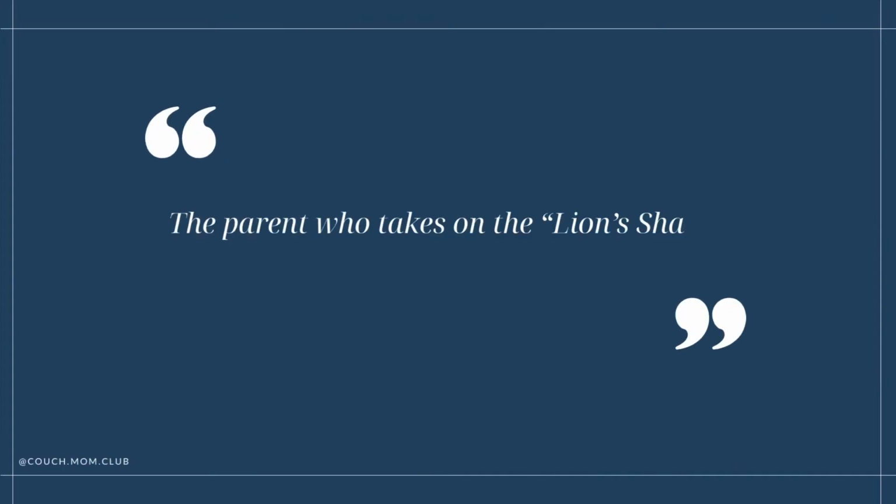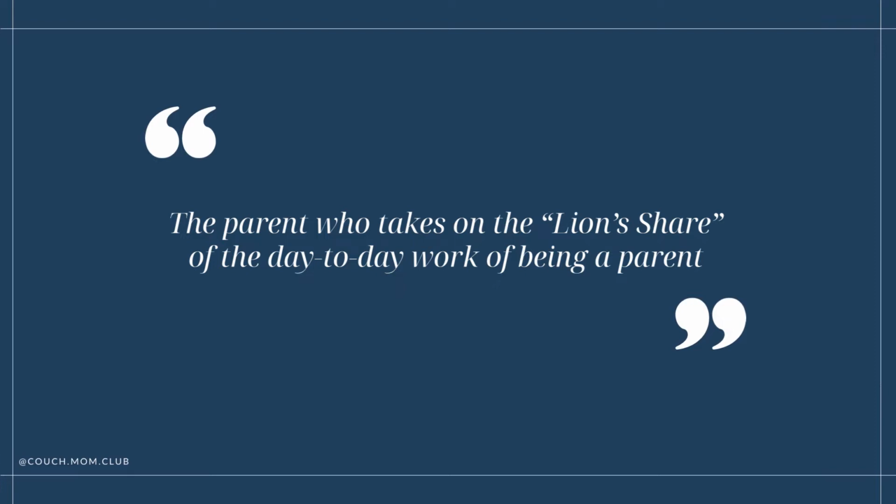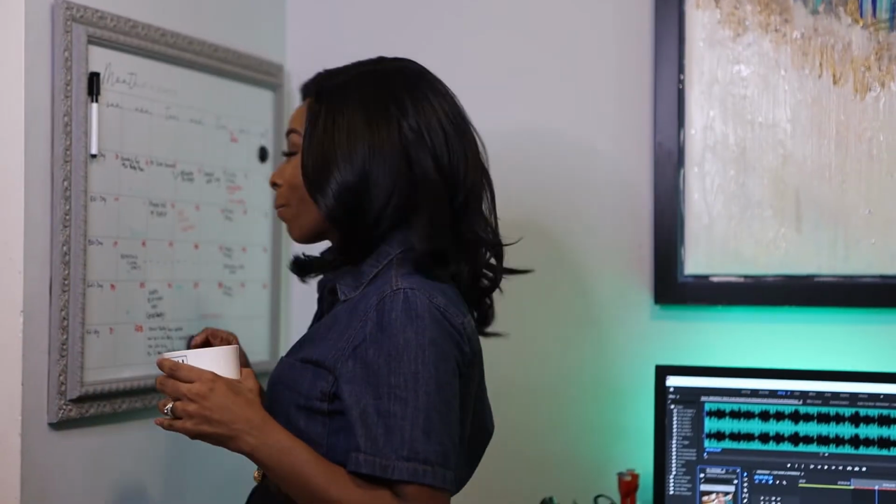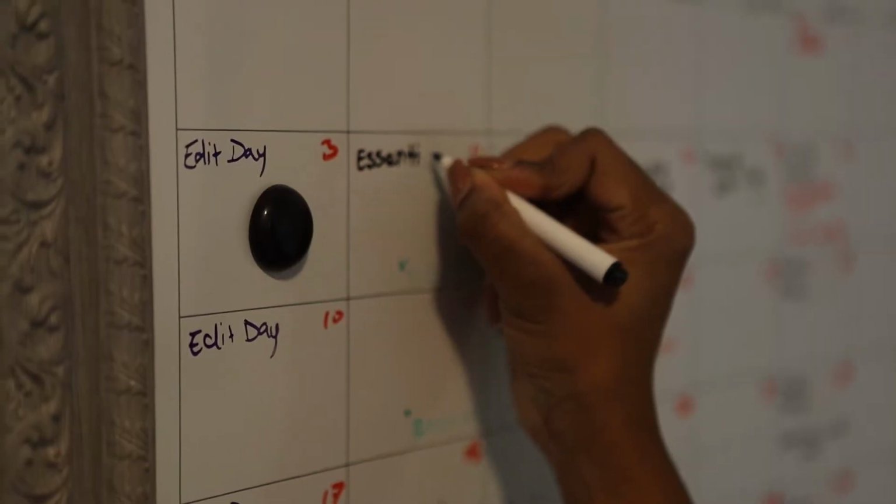The definition of default parent is pretty much the parent who takes on the lion's share of the day-to-day work of parenting. So if you find yourself doing things like preparing most of the meals, packing for overnight trips for the children, keeping schedules for play dates, and knowing when appointments are without having to look at your calendar, you are likely the default parent. So this is basically the parent that does most of the inner workings of raising their children.